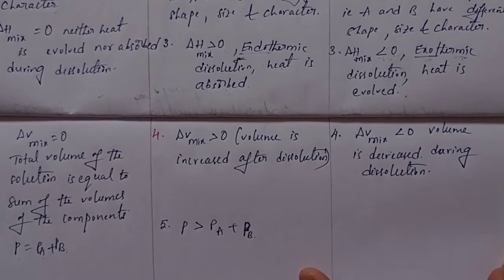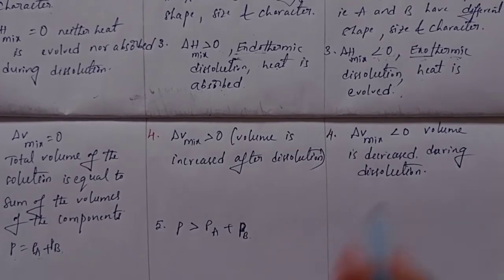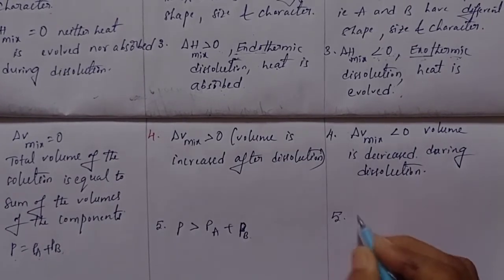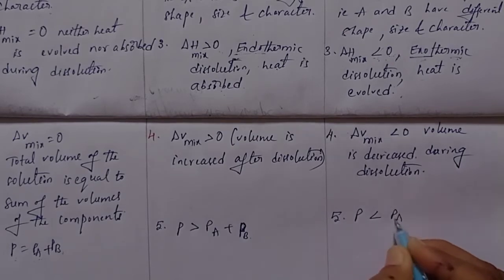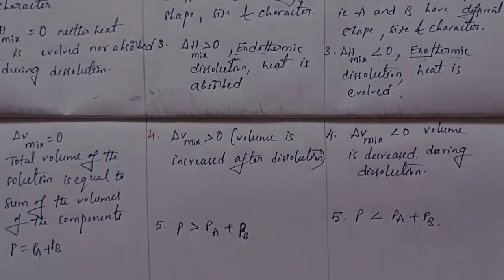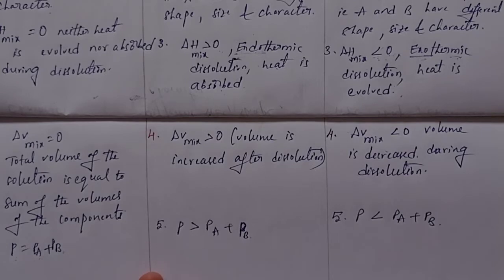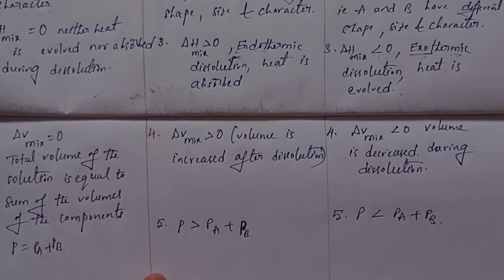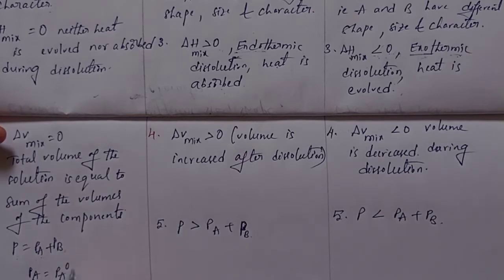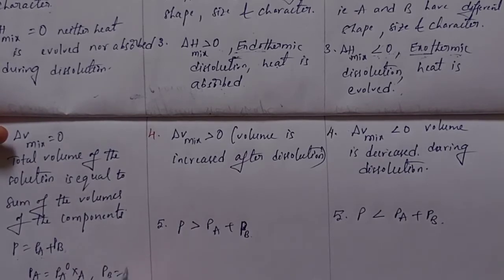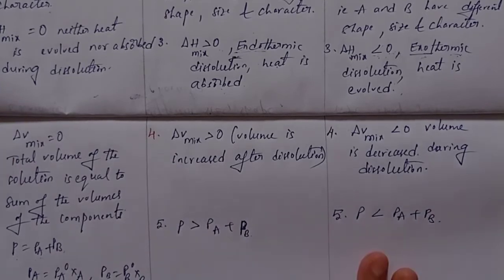So that's what we can write, students, in the fifth point, in negative deviation from Raoult's law. Fifth point, P is always less than PA plus PB. Clear this one? But we know that PA is equal to PA not into XA, PB is equal to PB not into XB. Correct? Here also same thing, students. This is the fifth point.